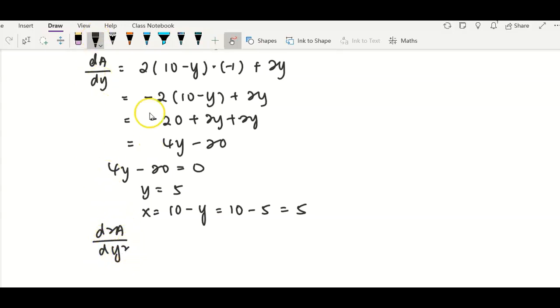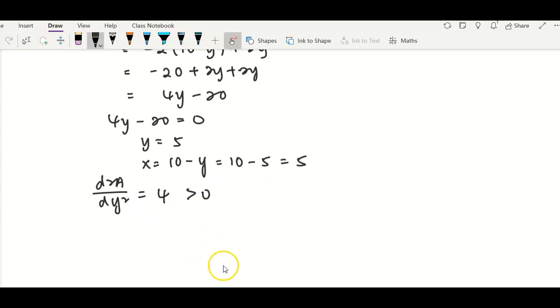Meaning that I'm going to get the second derivative for this function. So d²A/dy², I got 4. 4 is always greater than 0. Then we say that A is minimum when x equals 5 and y equals 5.